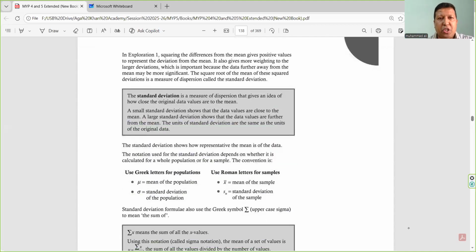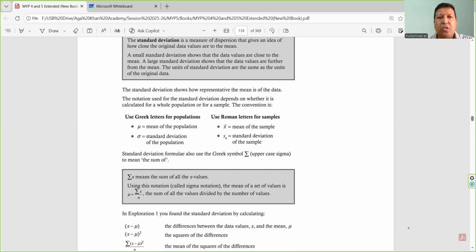At first, the definition. The standard deviation is a measure of dispersion that gives an idea of how close the original data values are to the mean. A small standard deviation shows that the data values are close to the mean. A large standard deviation shows that the data values are further from the mean. The units of standard deviation are the same as the units of the original data.